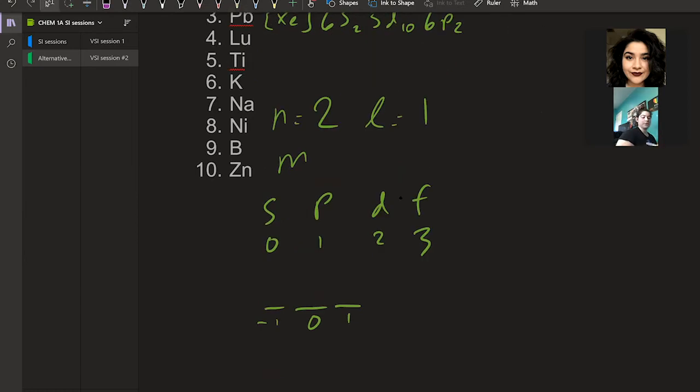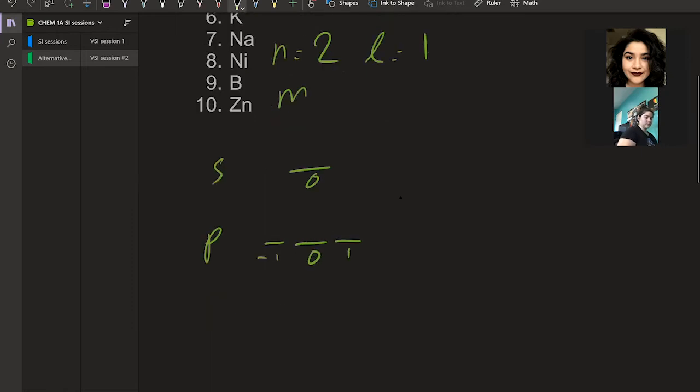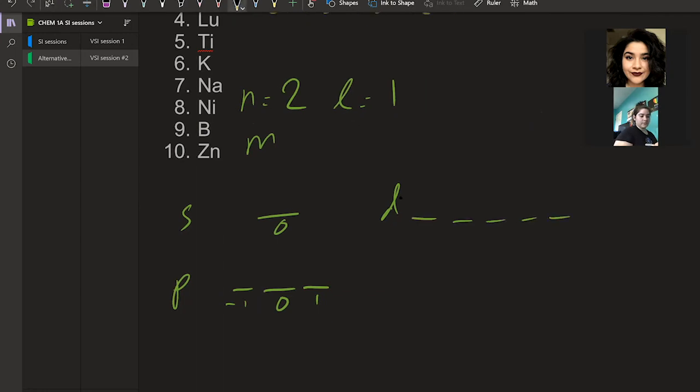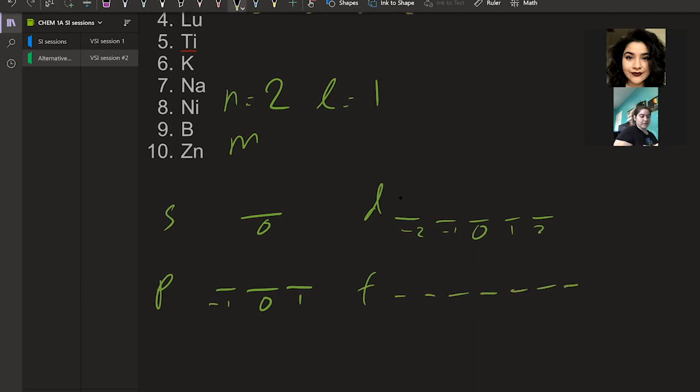When you go with the S orbital, let me do the S orbital real quick. So this is the P orbital. The D orbital looks like this: 1, 2, 3, 4, 5, and you have 0, 1, 2, minus 1, minus 2. And F has 7 spaces, so you have 1, 2, 3, 4, 5, 6, 7, and you have 0, 1, 2, 3, minus 1, minus 2, minus 3. So that's what you get for your orbitals.